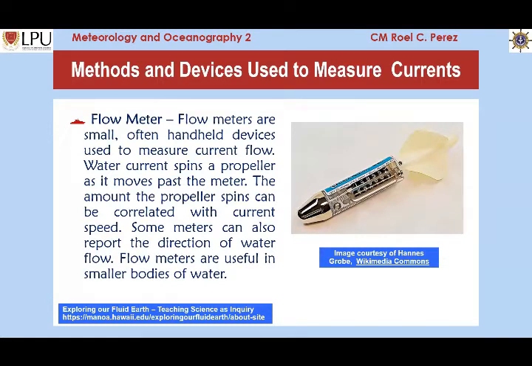Water current spins a propeller as it moves past the meter. The amount the propeller spins can be correlated with current speed. Some meters can also report the direction of water flow. Flow meters are useful in smaller bodies of water. So this is an image of a flow meter.